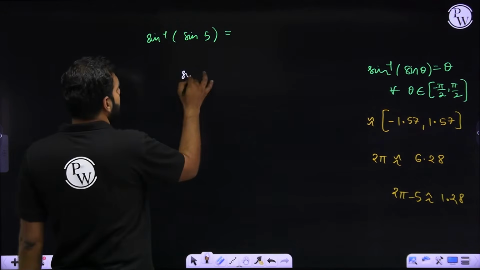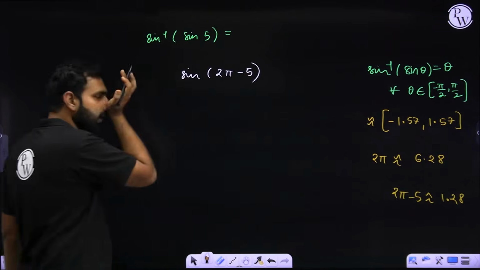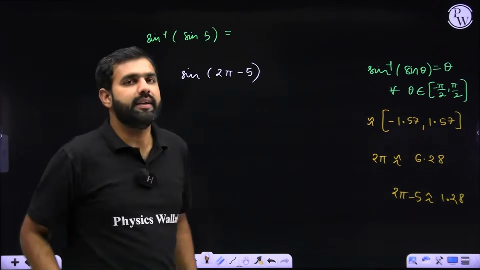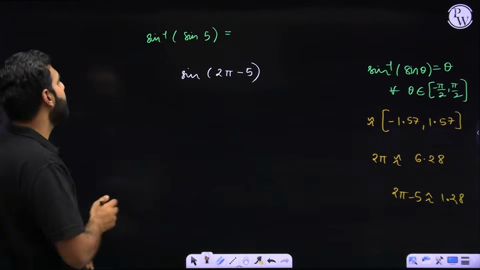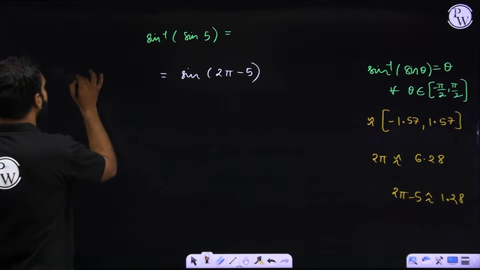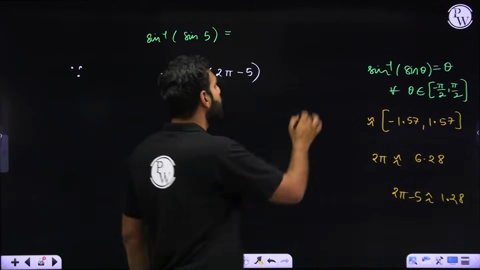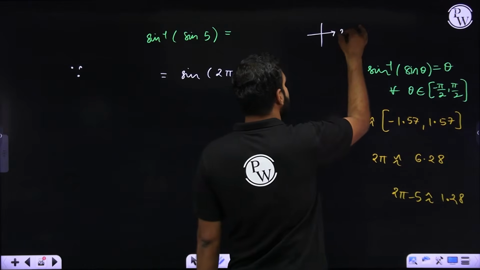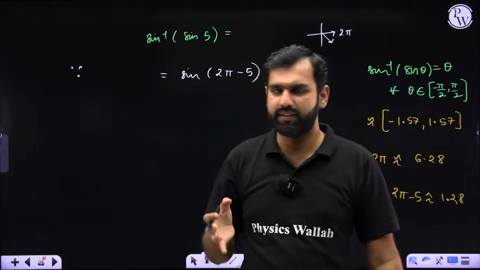Let us say I write here sine of 2 pi minus 5. Then what wrong am I doing here by saying so? What is the problem here? If I try to find sine of 2 pi minus 5, you will say 2 pi. Where does 2 pi lie? It lies on the positive x-axis. And from 2 pi, if I'm subtracting some angle, it should be lying in the fourth quadrant.